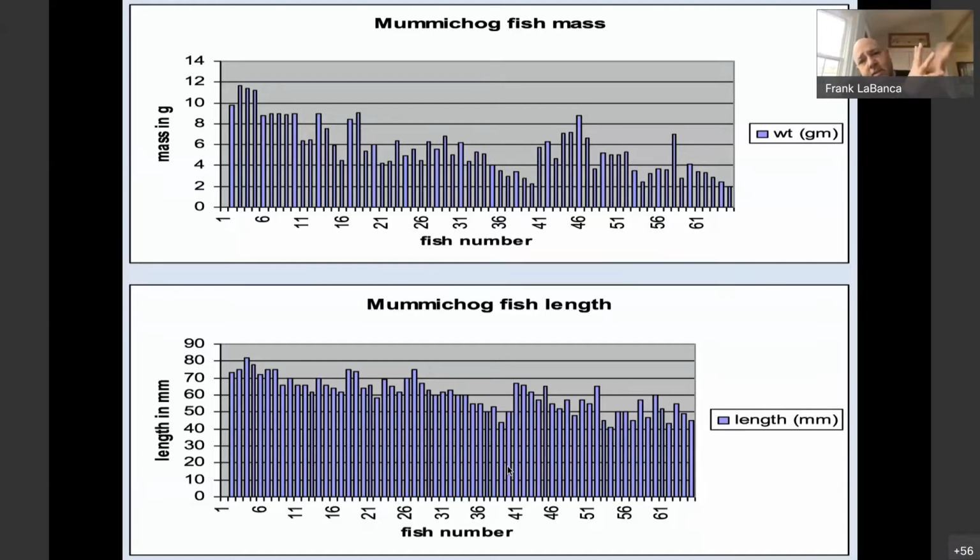One of the aspects, the initial gross anatomy, was looking at mass and length. And this is the raw data. And I think these are terrible graphs. I would never recommend anyone putting something like this up. Because what does it tell you?